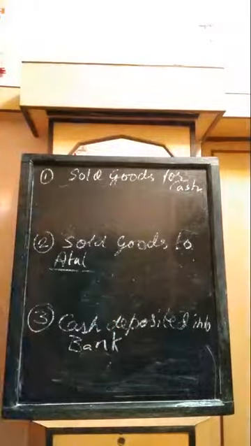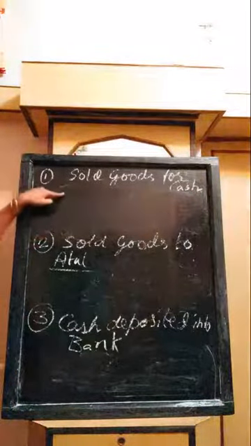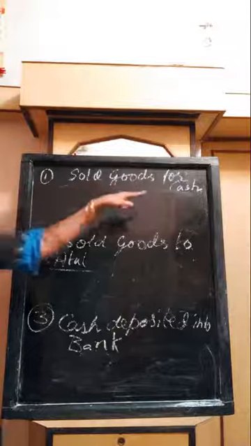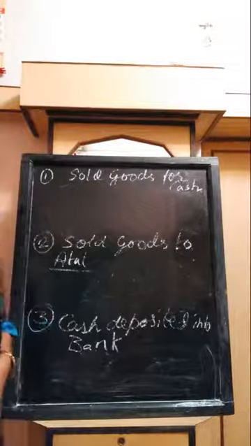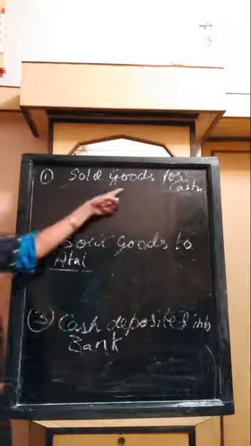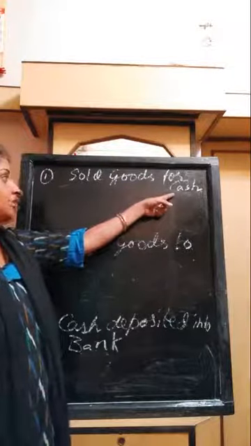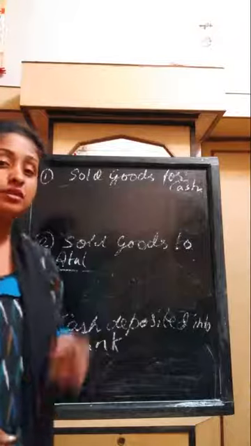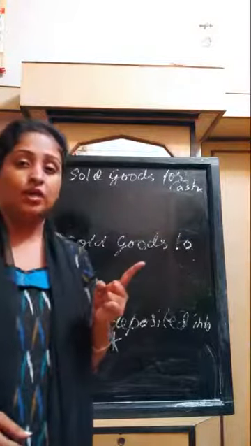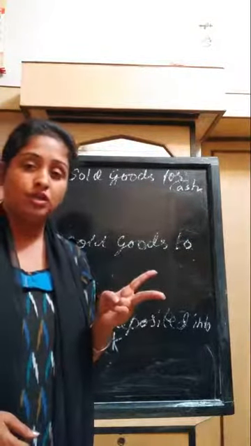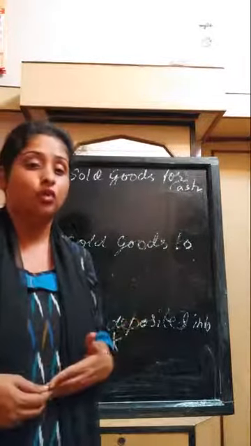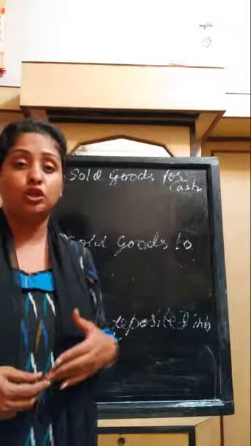See, three transactions are given to you. To begin with the first one, sold goods for cash. In this transaction, sold goods for cash, two accounts are hidden. First one is goods and second one is cash.